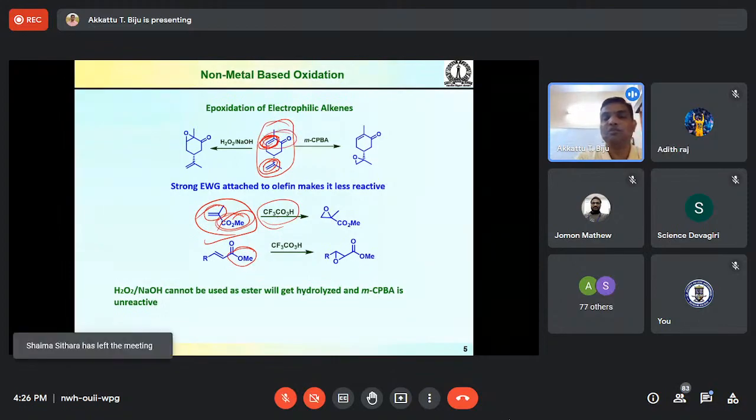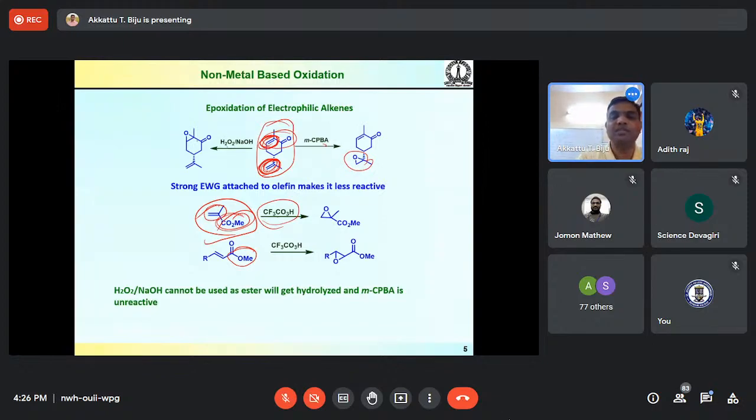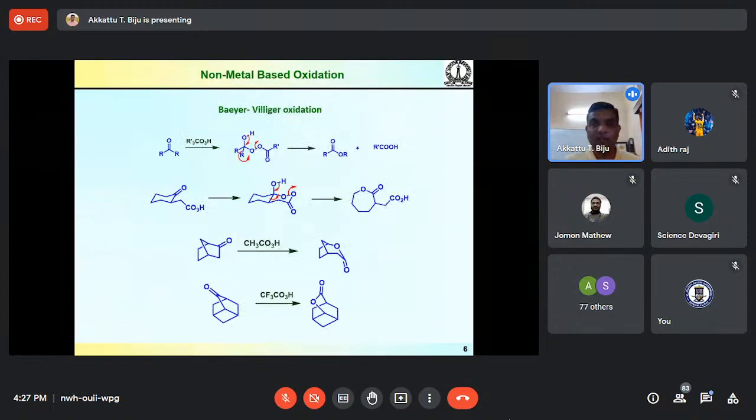So if you use MCPBA, MCPBA is an electrophilic source of peracid. So the isolated carbon-carbon double bond will add and the epoxidation happens here. But in the case of hydrogen peroxide, it will add to the electron deficient carbon-carbon double bond to form this epoxide. So I hope that is all about epoxidation.